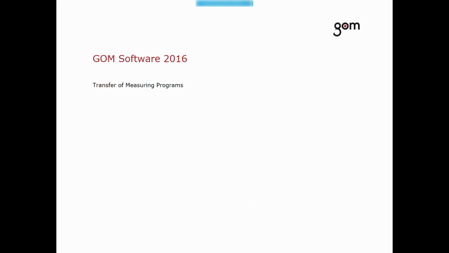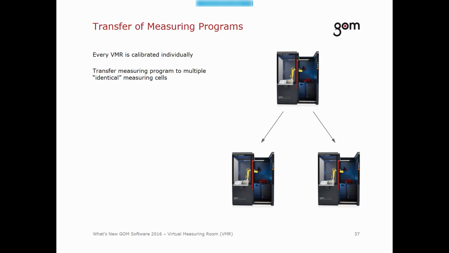Our next topic is transfer of measuring programs. Due to manufacturing tolerances, the composition of every rotation table and other hardware components is slightly different, and because of that, every measuring cell is different. That is the reason why every measuring cell needs to be calibrated. Despite this, we ensured the possibility to transfer a measuring program from one cell to multiple identical cells. Identical in this context means that the version of the cell and the hardware components must coincide.